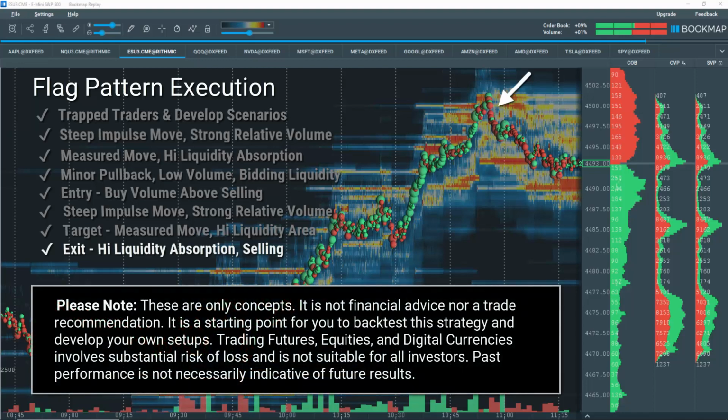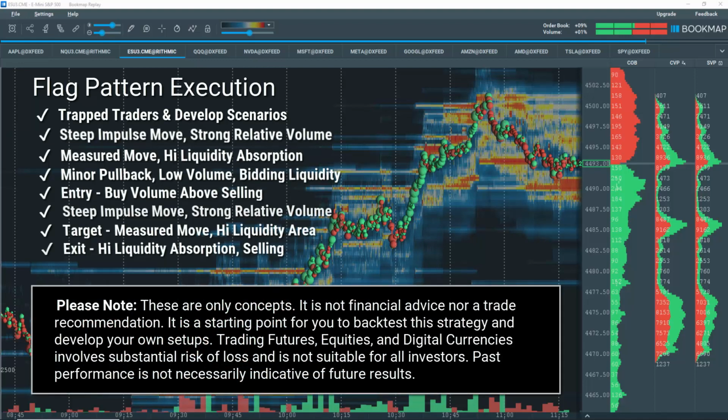Please note, these are only concepts. It is not financial advice nor a trade recommendation. It is a starting point for you to backtest your strategy and develop your own setups.